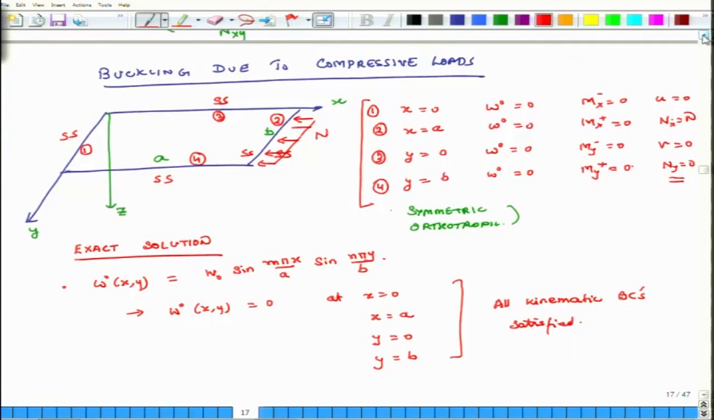So, we do not have to worry about boundary conditions related to u and v which we have discussed here, because right now what we are concerned with is the boundary conditions related to the third equation, where only w's and slope related conditions are involved.